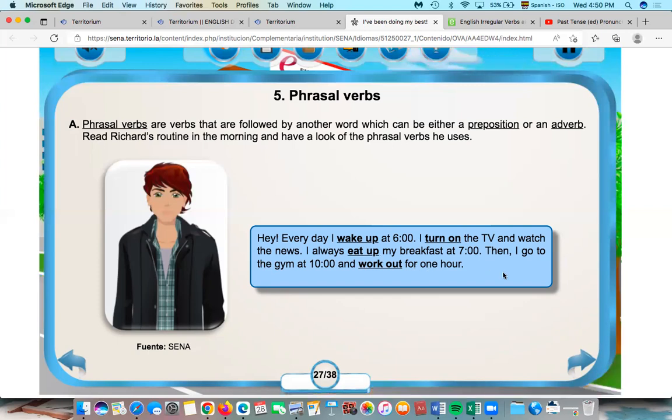In this case, I always eat up is similar to eat, like when you say me comí in Spanish. But actually when you say eat up, it's when you eat really fast. Probably that is the difference. When you don't have a lot of time and you eat up, it's because you have probably 5 minutes to have breakfast. So you eat your breakfast quickly.